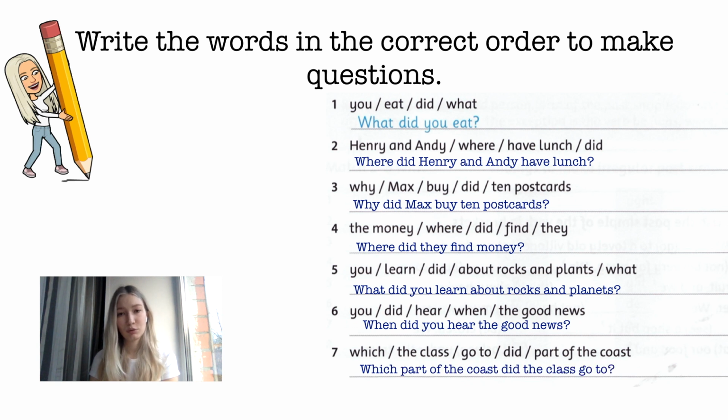Обратите внимание на 7-е предложение. Мы с вами обсуждали когда теорию, там была фраза о том, что со словами which и what мы можем употреблять существительные. Соответственно, здесь which part of the coast, в какую часть побережья отправился класс. So I hope that you've managed to do this exercise correctly.